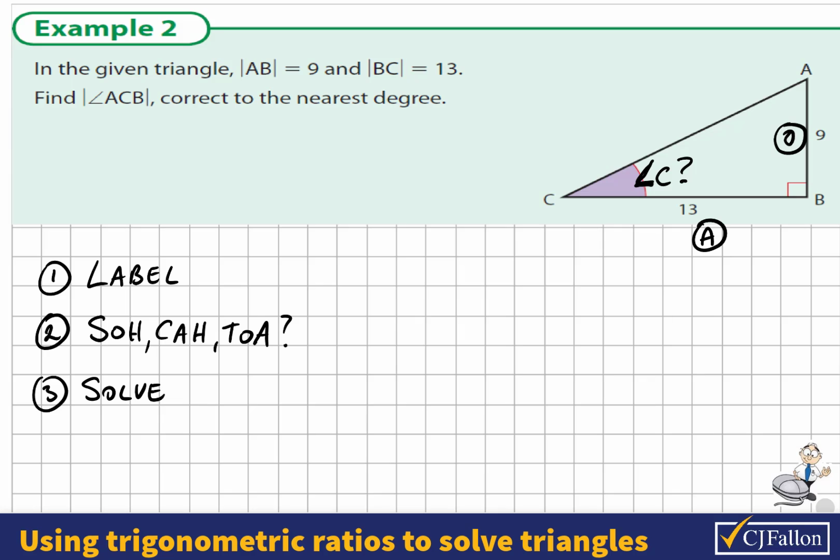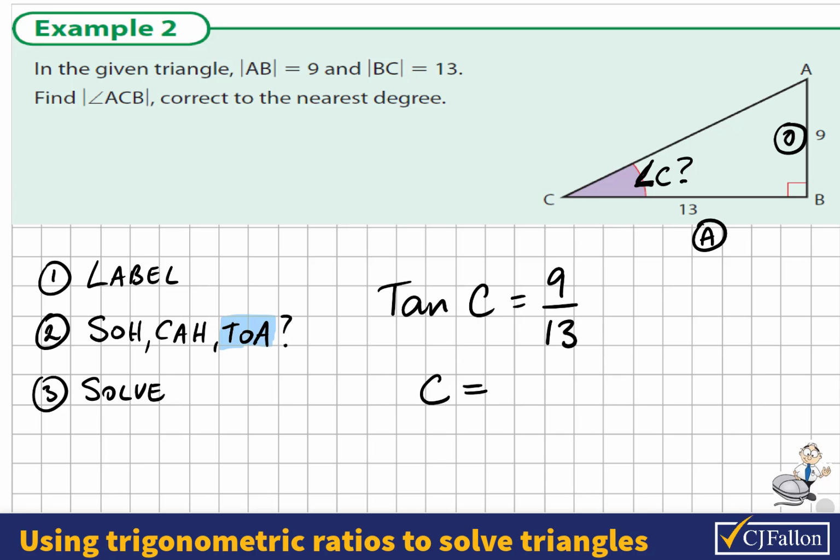I've labeled the sides. Do I use SOHCAHTOA or TOA? TOA. The one with opposite O and A in it, I'm going to use tan. So I write my sentence. My sentence is that tan of the angle C is opposite, which is 9, over adjacent, which is 13. Now, we actually learned to do this on the calculator last week. Can anyone tell me what must C equal?